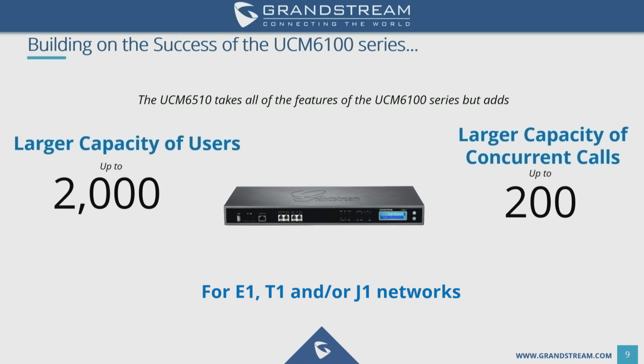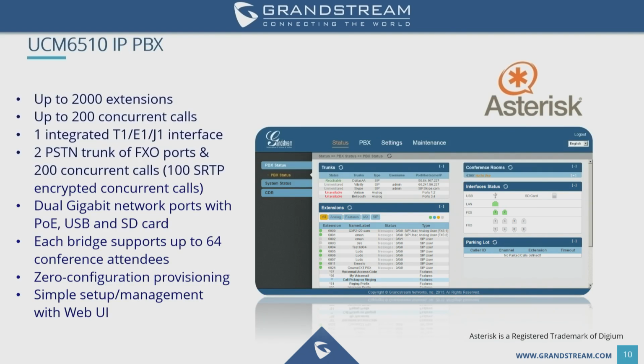Obviously it's a little bit more expensive because of the capacity that it offers, but those 2,000 users also give you a great ability to use this device to handle multiple different locations centrally. And one thing to mention, I believe tomorrow we're going to announce a beta test for a high availability device that will work with our UCM 6510 to offer high availability functionality. Same web user interface, pretty much all the same features and the same functionalities as the other UCM devices.